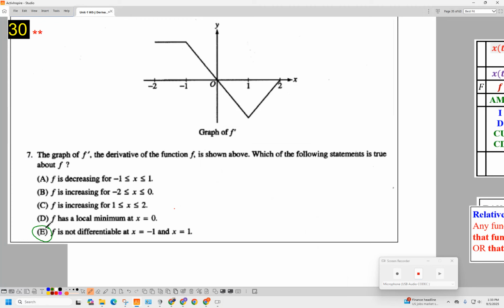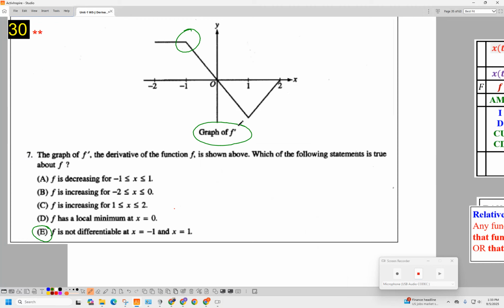It says f is not differentiable at x equal negative 1. So I come up here to x equal negative 1, and I look at this right there, and that is definitely a corner. That is a corner on the graph of f prime. If that were the graph of f, f would not be differentiable at x equal negative 1 due to the corner. But this is not the graph of f. This is the graph of f prime.